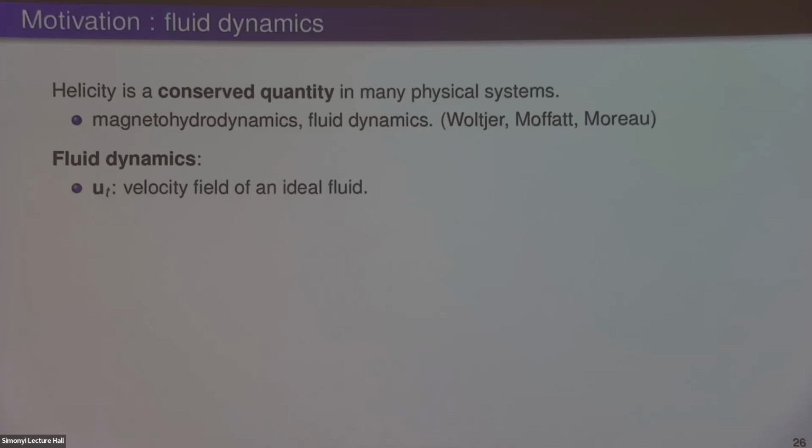So let u_t be the velocity field of an ideal fluid. It's a time-dependent vector field, and it's supposed to solve the 3D Euler equation, say on the sphere. I assume it stays smooth for all time. Then you could associate to this vector field a second vector field called the vorticity. It's just the curl of the velocity vector field. So you get another time-dependent vector field.